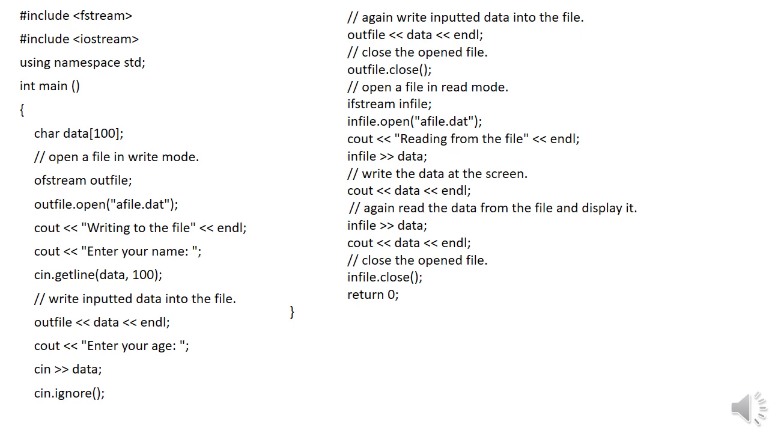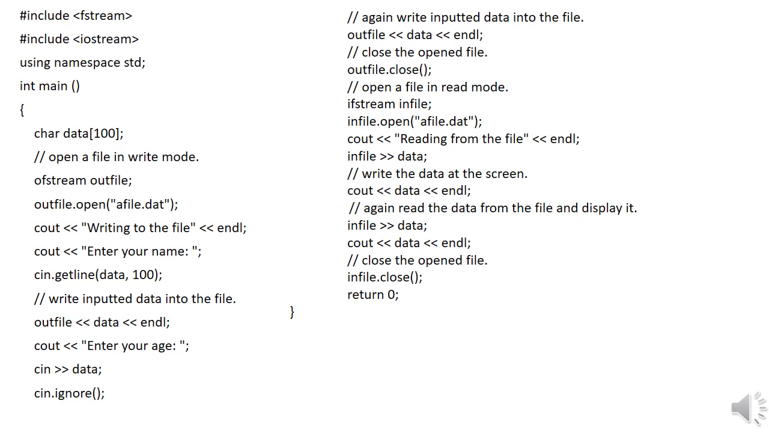Then after getting the age in the data array, we are going to write that information into file afile.dat. So the syntax is outfile, that is the object name of the ofstream, double less than data, that will write the age into the file afile.dat. So both name and age are stored in file afile.dat. Then our write operation is over.